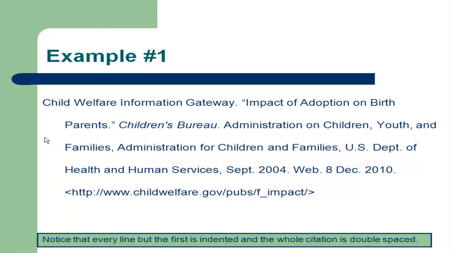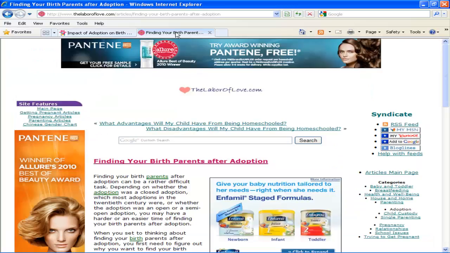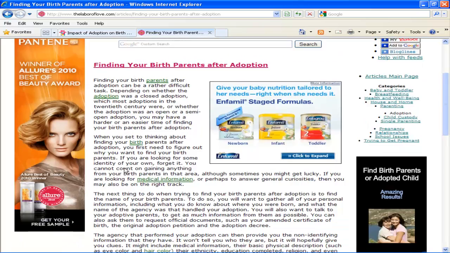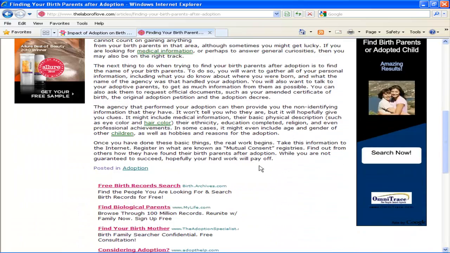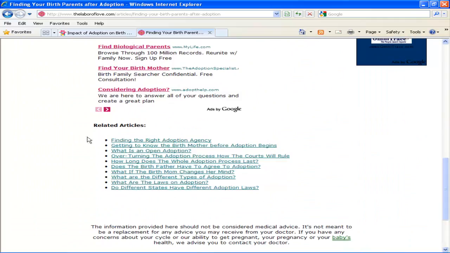Let's take a look at a slightly less complex example, something that's a little more likely. So here we are, finding your birth parents after adoption. What I've got here is a site, lots of ads, kind of distracting, hard to see where I'm reading, but I start at the top, here's my title. Generally, if you're going to have an author, they come somewhere near the title. I don't see an author here, so I'm willing to scroll down and see, do I have an author down below, posted in adoption? I have related articles.